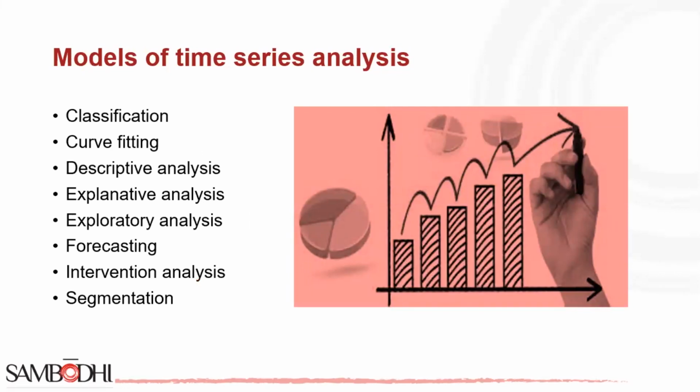Models of time series analysis include classification, which identifies and assigns categories to the data. Curve fitting plots the data along a curve to study the relationships of variables within the data. Then comes descriptive analysis, which identifies patterns in time series data like trends, cycles, or seasonal variations. Then is explanative analysis, which attempts to understand the data and the relationships within, as well as its causes and effects.